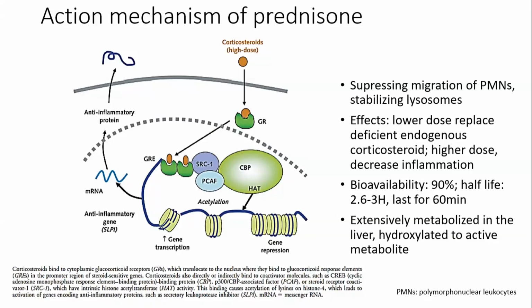Okay. So the bioavailability is 90%. Half-life is 2.6 to 3 hours, lasts for 60 minutes. Okay. Extensively metabolized in the liver, hydroxylated to active metabolite. So what is the mechanism of the prednisone? It is actually the corticosteroid ni, okay, prednisone ni can enter the cells.